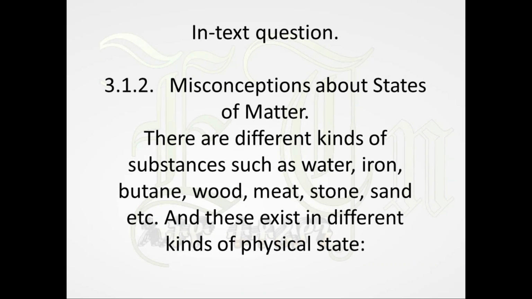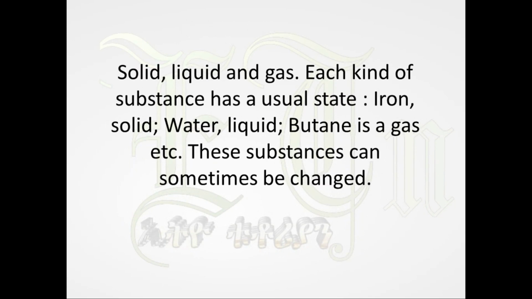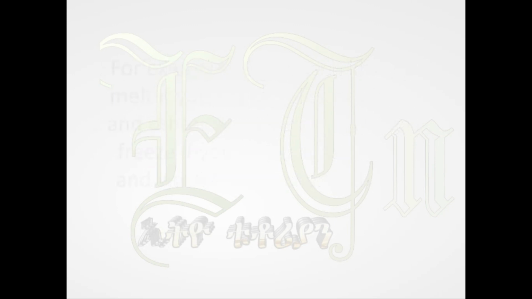3.1.2 Misconceptions about states of matter. There are different kinds of substances such as water, iron, butane, wood, meat, stone, sand, etc., and these exist in different kinds of physical states: solid, liquid and gas. Each kind of substance has a usual state: iron is a solid, water is a liquid, butane is a gas, etc. These substances can sometimes be changed.